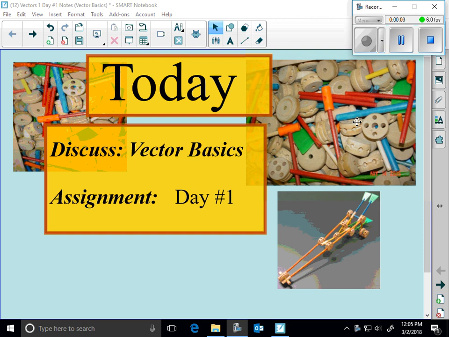Okay, here we are, vectors, part one, day number one, on some vector basics. Let's get right into it.